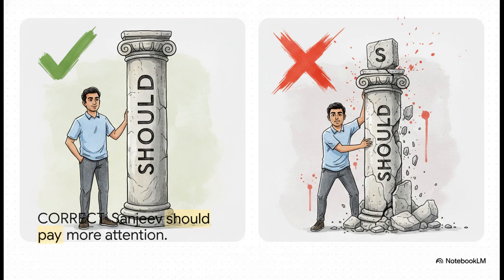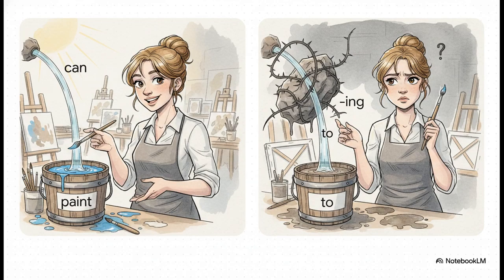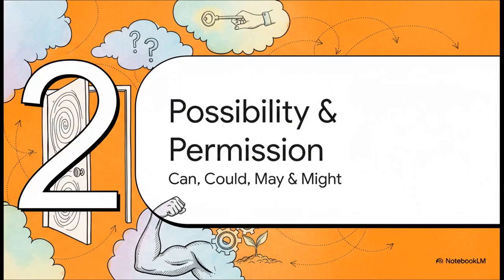Seriously, it's that easy. And here's rule number 2 in action. See how after the modal can, the verb is just paint? It's in its pure, simple form. You wouldn't say she can to paint or she can painting. It's always just the modal and then the plain, simple verb. That's the formula.